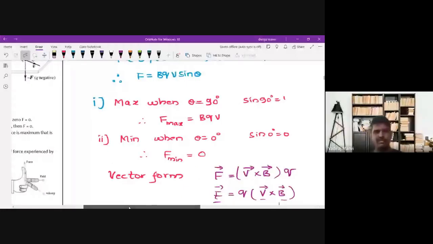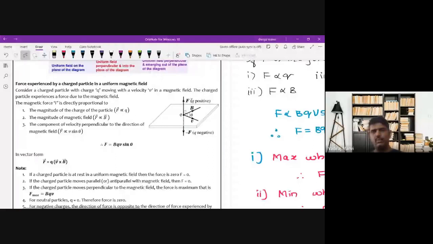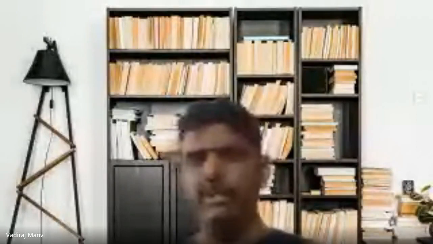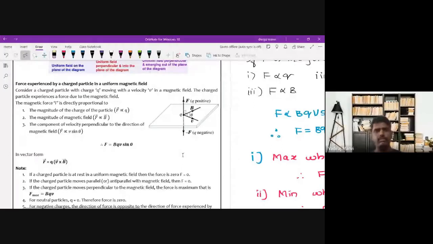Here I have not shown the resolution, but understood. See how it lies. Important is Q is positive, upwards. If the same charge is negative, the direction becomes downwards. But observe B and V are perpendicular. F is perpendicular to the plane containing them. Check this. Clear? I've written in vector form also. It is always V cross B.